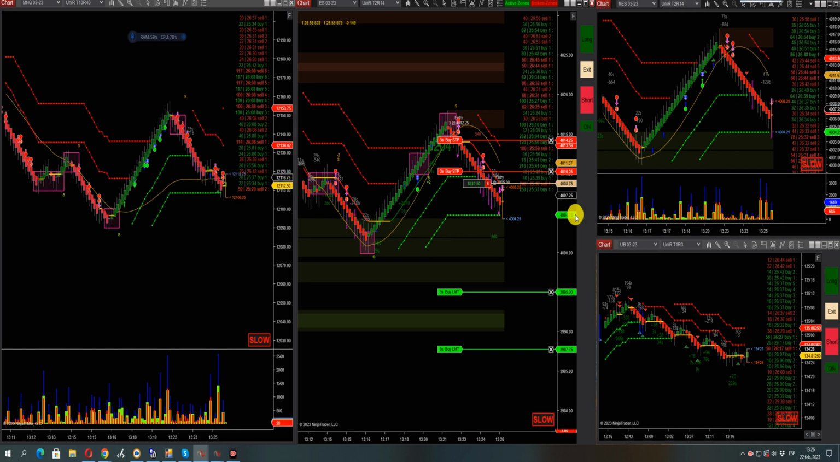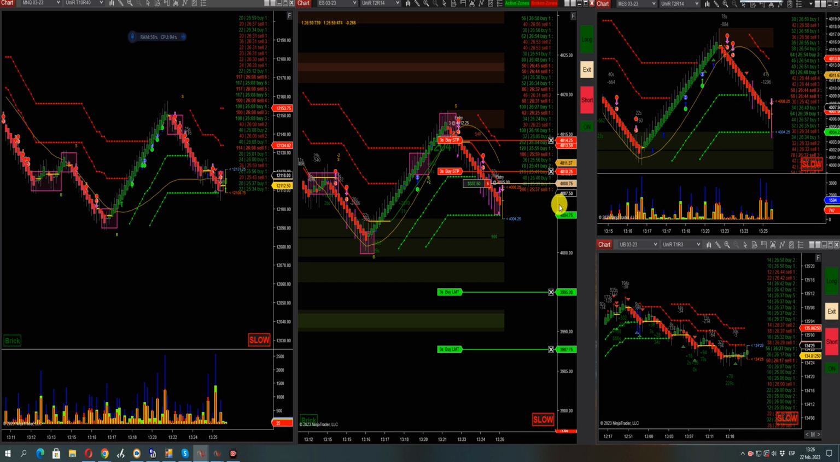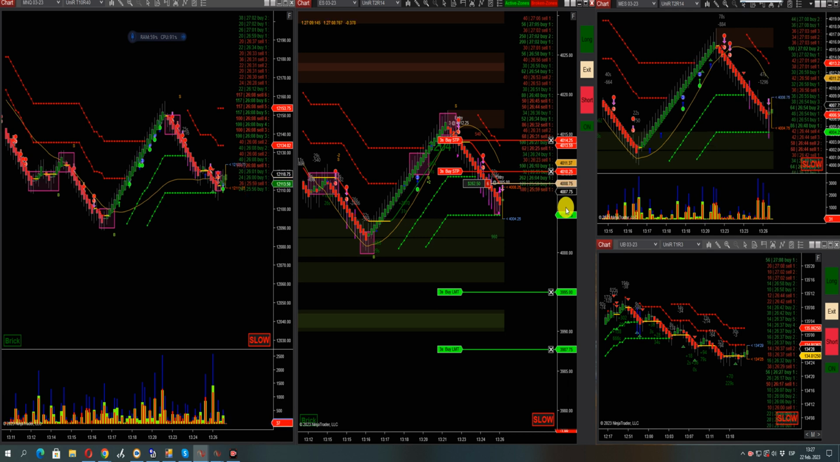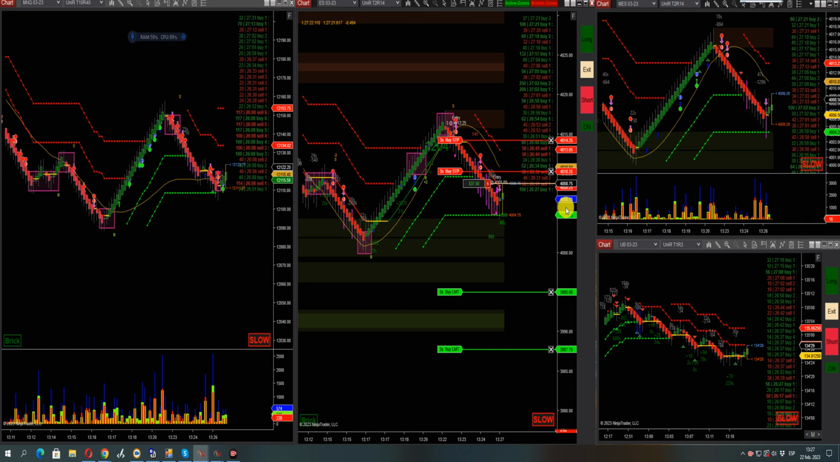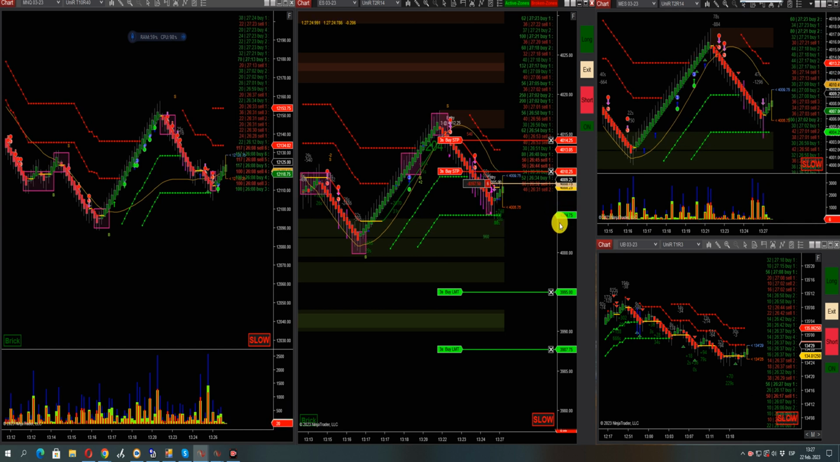Short signal and Q. Brick setup. Long signal and Q. Okay, if it stops me out here, it's okay, guys, no problem. I don't believe it's going to go up right now.